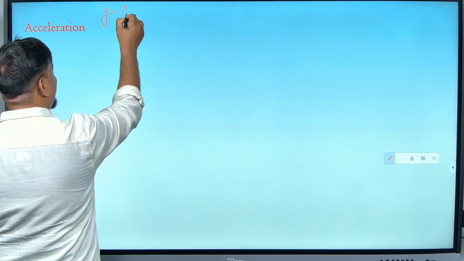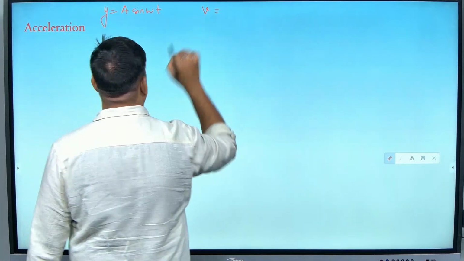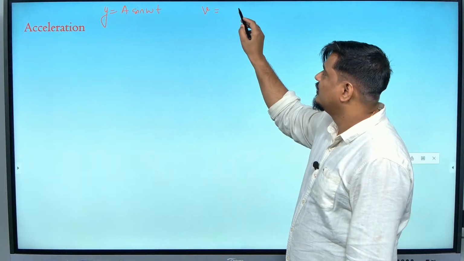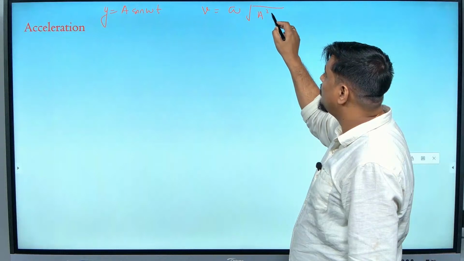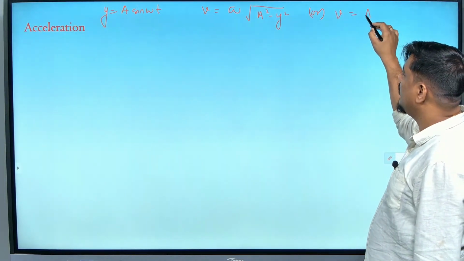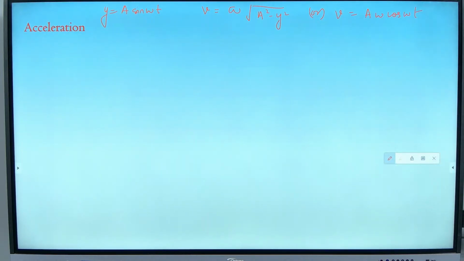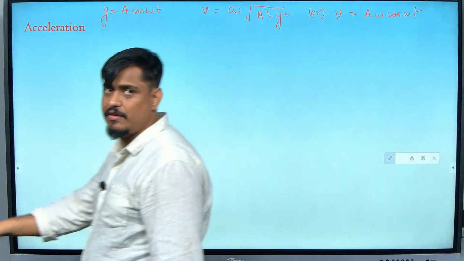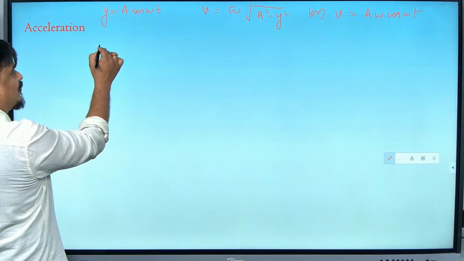So what is the y equation? Y equation is a sin omega t. What is the velocity equation? Omega root over a square minus y square, or one more equation is there. Velocity is equal to a omega cos omega t. Do you agree with me? Both equations are there. You can use any one, whichever you want to use.